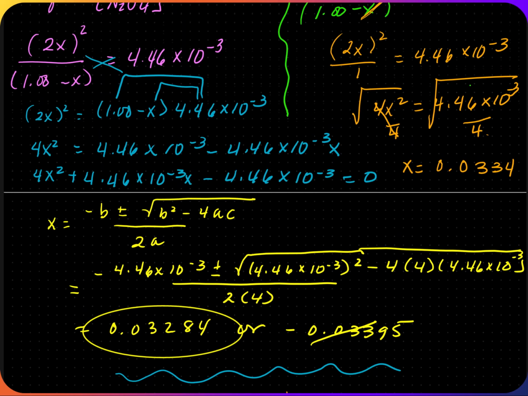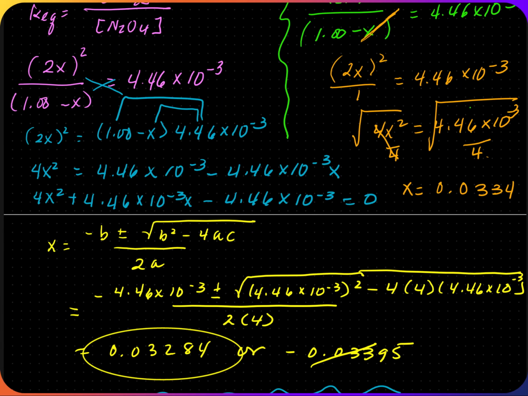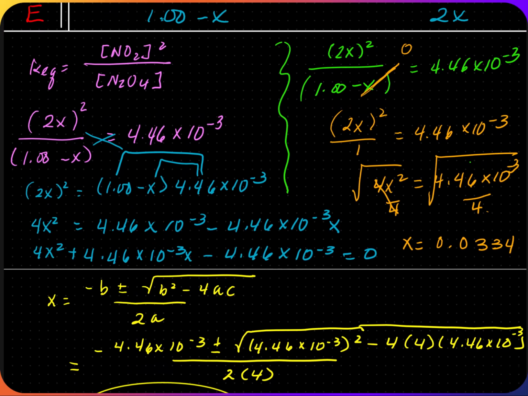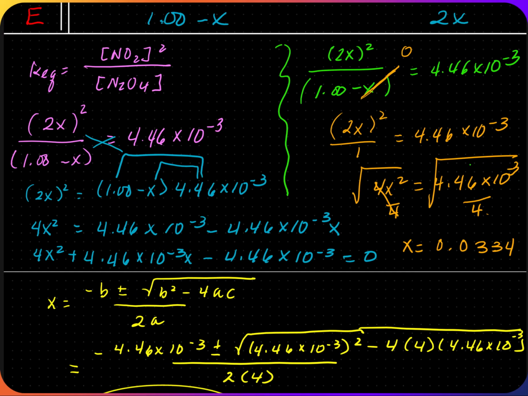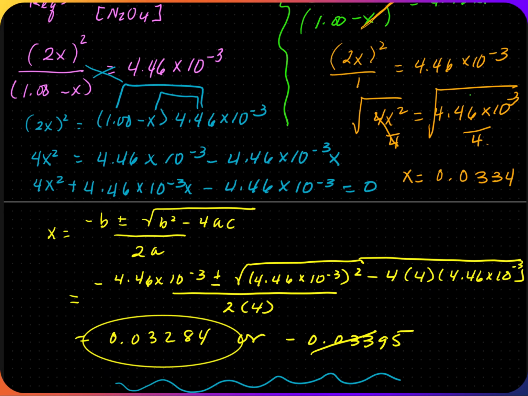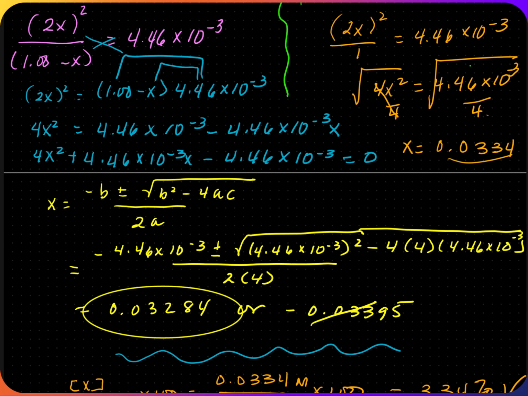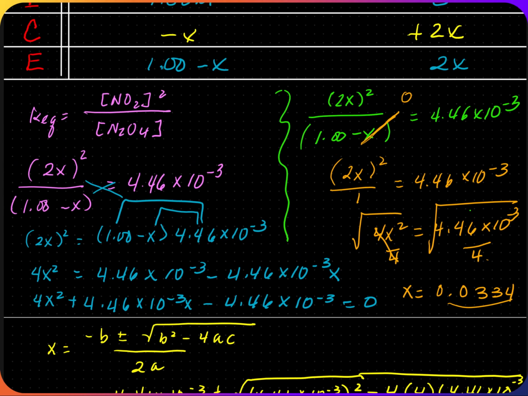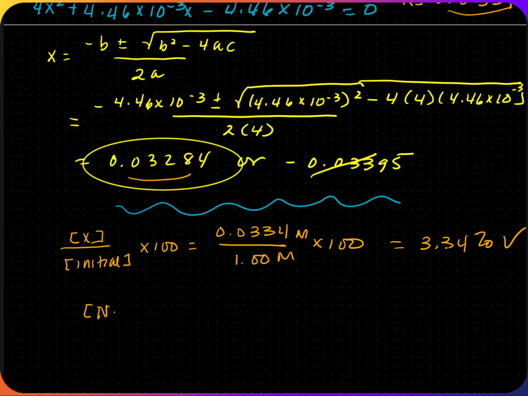So for this problem, we did not have to apply the quadratic equation. We eliminated x because x approached 0. We could have made the math simpler by applying the 5% rule and stating that x approaches 0. And as you can see, we solved it both ways, and the answers are very similar. So to find the equilibrium concentration, we just plug it back in. We have N2O4 is equal to 1.000 minus x.